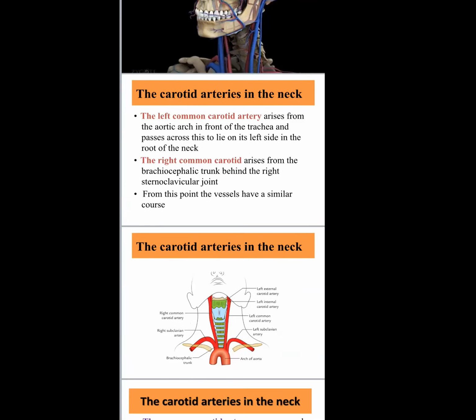We will start with the carotid arteries. In the neck, we have 2 arteries, the left and right. They differ in their origin, but after a certain point they follow the same course. The left common carotid artery arises from the aortic arch directly in front of the trachea and passes across this to lie on its left side in the root of the neck, while the right common carotid artery arises from the brachiocephalic trunk behind the right sternoclavicular joint. From this point, the vessels have a similar course.